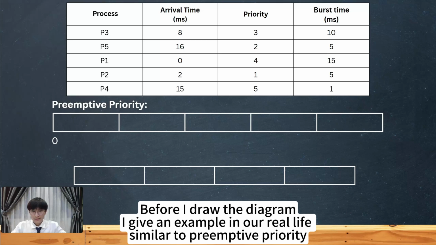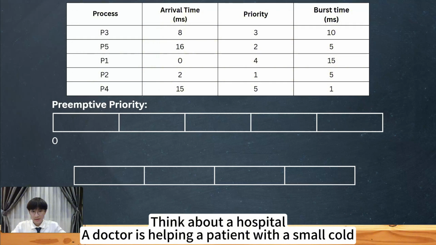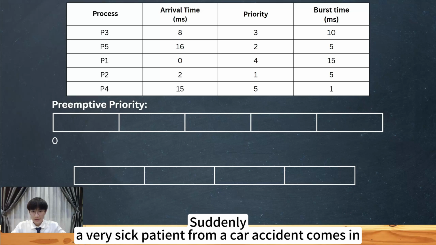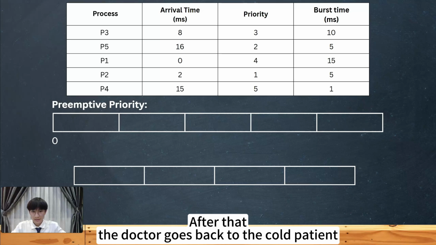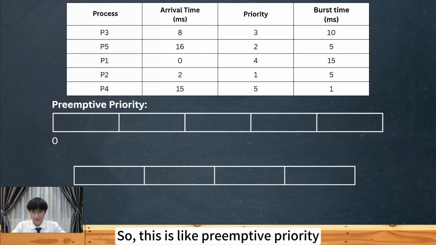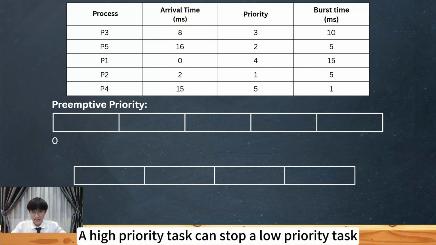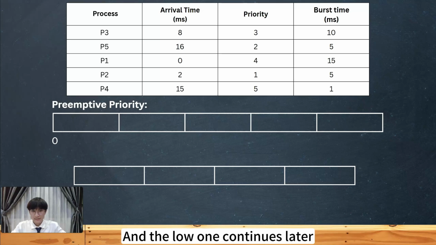Before I draw the diagram, I will give an example from real life similar to preemptive priority. Think about a hospital. A doctor is helping a patient with a small cold. Suddenly, a very sick patient from a car accident comes in. The doctor stops treating the cold patient and helps the car accident patient first. After that, the doctor goes back to the cold patient. So, this is like preemptive priority. A higher priority task can stop a low priority task, and the low one continues later.